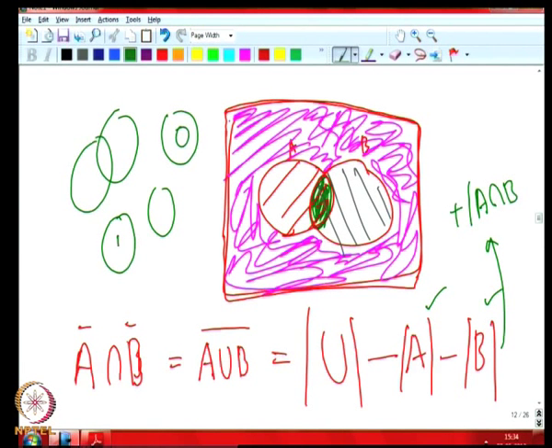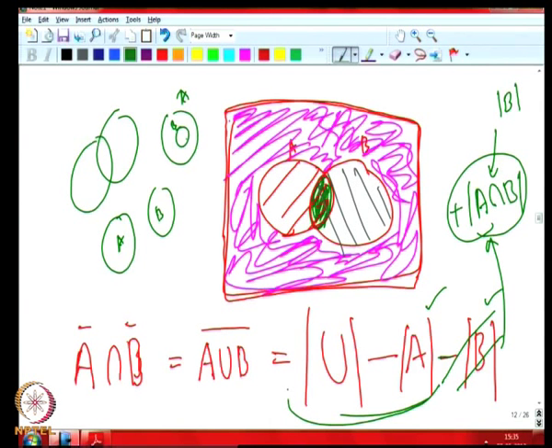For instance, when A and B are disjoint, A intersection B will be empty, and then U minus A minus B is the correct answer. This is empty, so it's like adding a zero to it, not a problem. Similarly, if B is inside A, then U minus A would have been enough to give you the answer, because B anyway goes away when I remove A from U. But then I have removed B also, and then re-added A intersection B, which is the cardinality of B. So it's like subtracting B and then adding B back, so that it cancels off and gives you back U minus A. So in all these cases, this is correct.